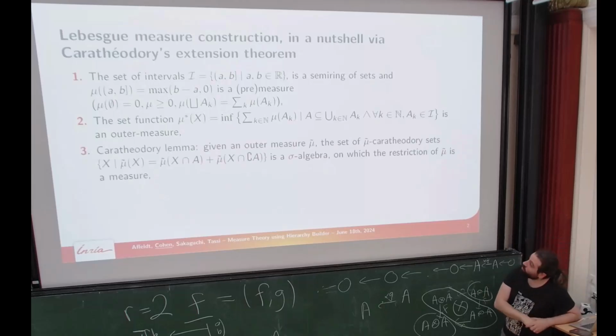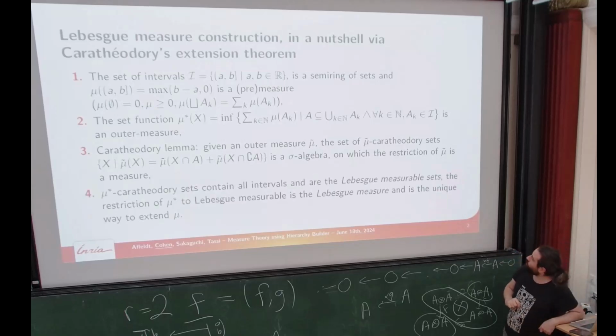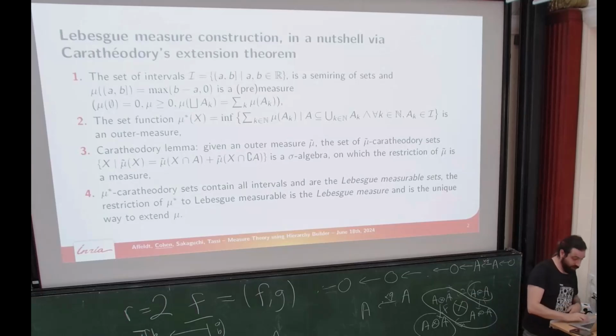And then you have Carathéodory lemma, which says that this class of sets is actually a sigma algebra on which the restriction of the outer measure you take is a measure. So sigma algebra is yet another structure that appears. And then you finish the proof. Oh, I forgot to fix this slide. The Lebesgue measure is mu star, actually, where you restrict this outer measure to this sigma algebra of Carathéodory.